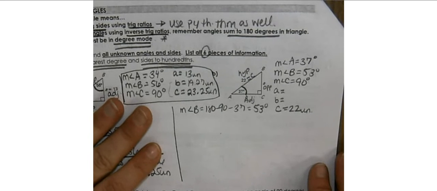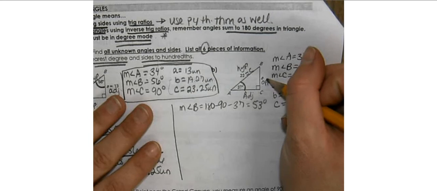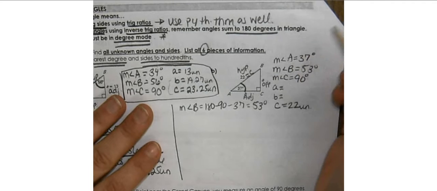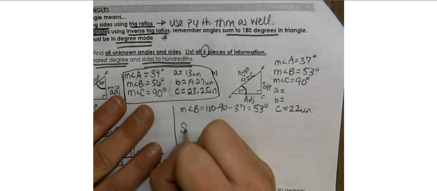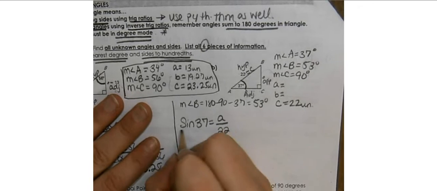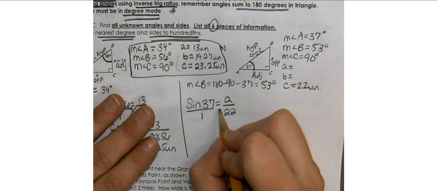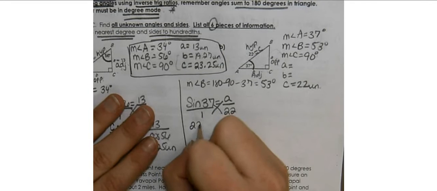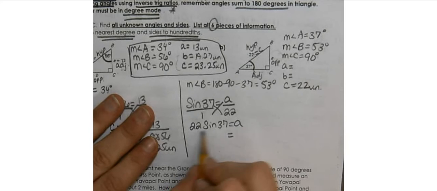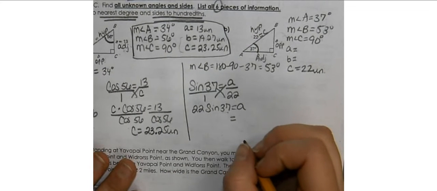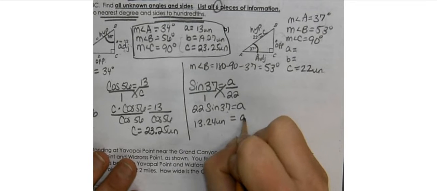So the first thing I'm going to do is identify what little a is, and little a just so happens to be the opposite, and I know my hypotenuse. So opposite and hypotenuse means that I'm going to work with the sine. So I'm going to write the sine of 37 is equal to my opposite, which is a, divided by the hypotenuse, which is 22. And I'm going to make this a proportion over 1 and use cross product. So I have 22 times the sine of 37 is equal to a. And I'm simply going to put that into my calculator exactly as I see it, and I end up with 13.24 units is equal to a.